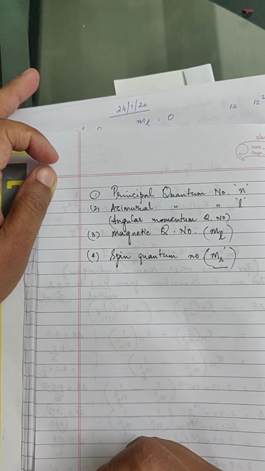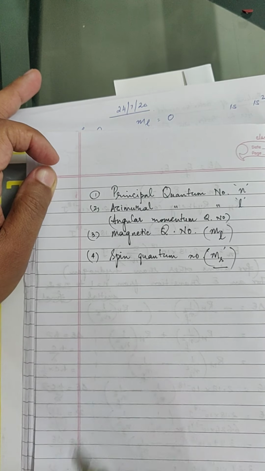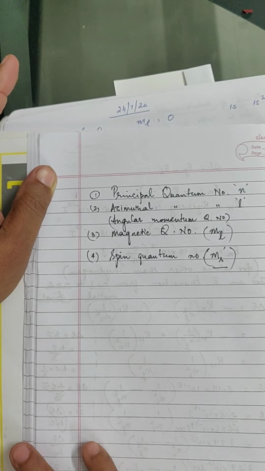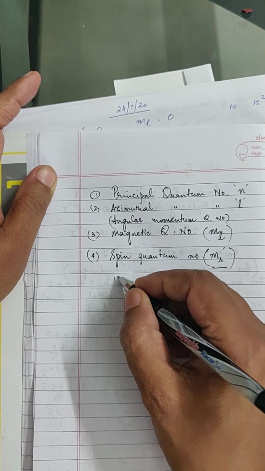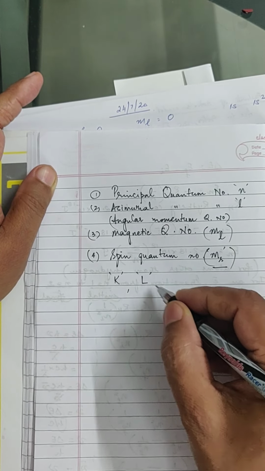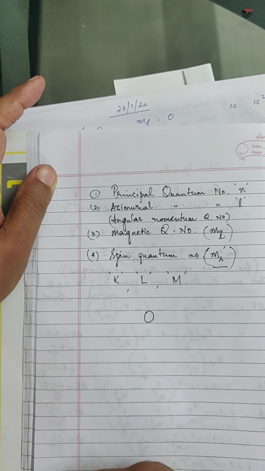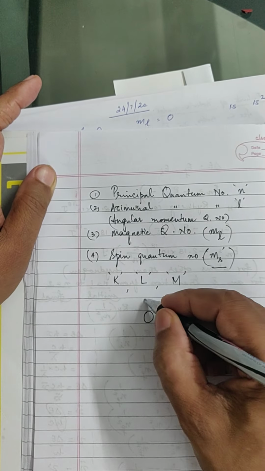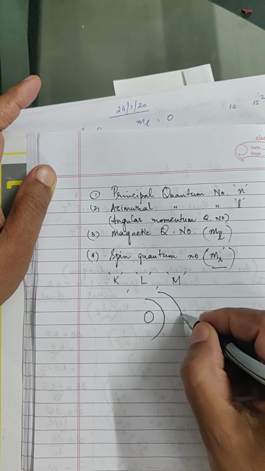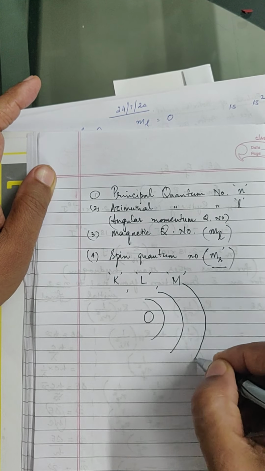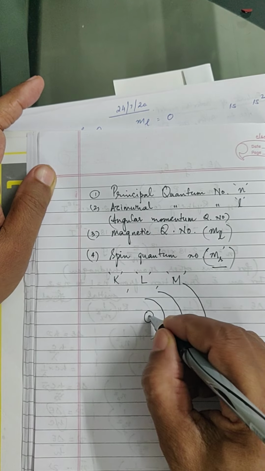The distance of the electron from its nucleus is called the principal quantum number. That means when you talk about the K shell, L shell, M shell, this is your nucleus, this is your K shell, this is your L shell, this is your M shell. Now what is the distance of the electron from the nucleus? So this is what is called the principal quantum number.